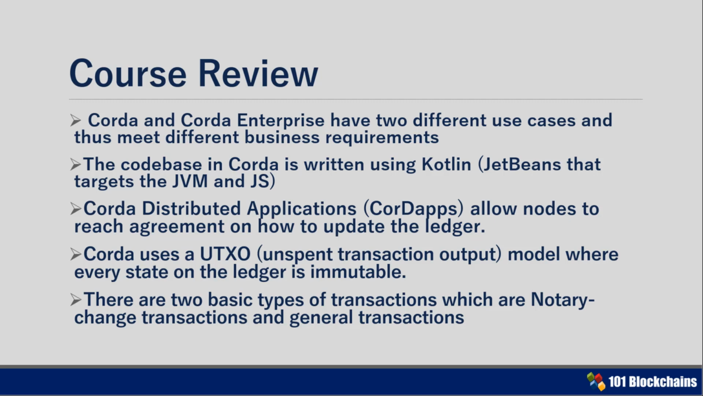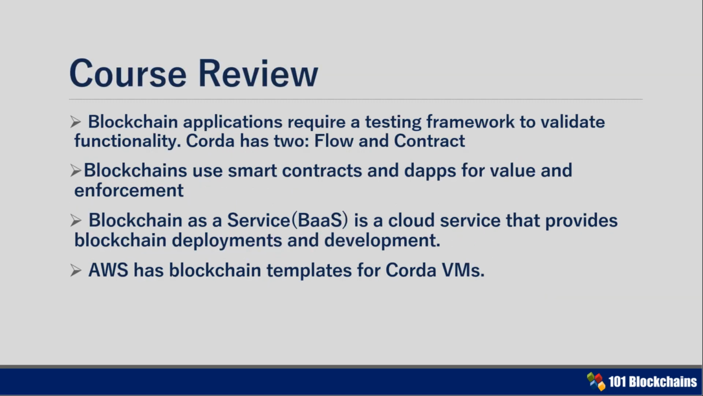Now, when it comes to transactions, when we're using Corda, basically we have notary-based transactions. That's effectively if there's a notary change that occurs. And then we have everything else, which is called a general transaction. We also learned that when we're testing, we could use testing frameworks to validate functionality. Corda has two specific frameworks. We have a flow and a contract framework.